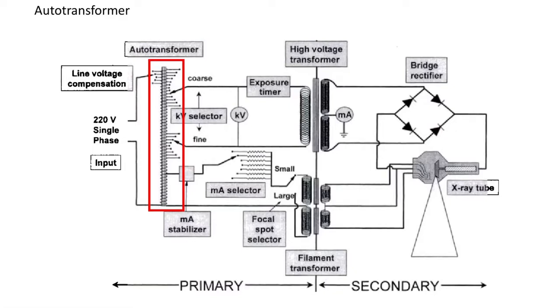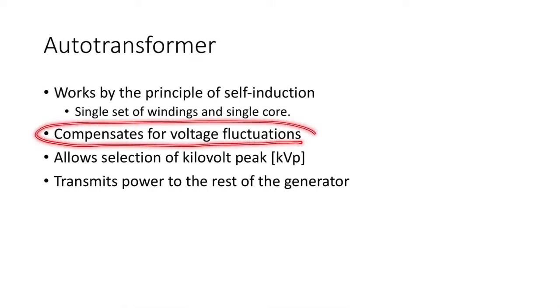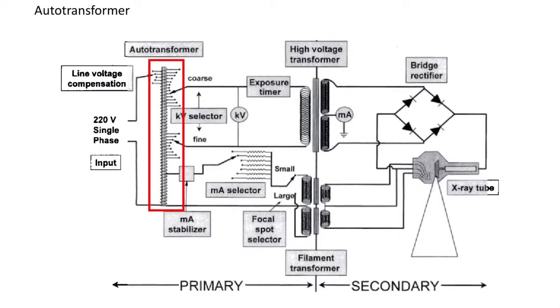So that's what the autotransformer is useful for. It's useful for compensating for any voltage fluctuations we may have. And furthermore, the autotransformer allows us to select our kilovolt peak. You might notice that over here we have something called a kilovolt peak. Actually, this kilovolt selector is operated by means of the tabs of the autotransformer. We will talk a little more about the kilovolt selector, but right now what's important is that the autotransformer enables the kilovolt selector to operate.